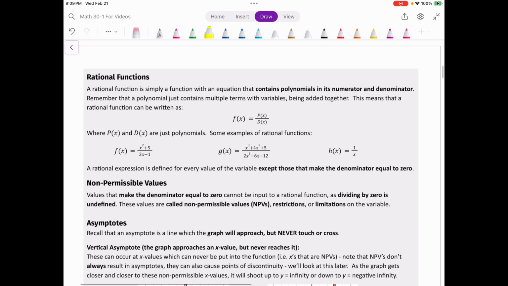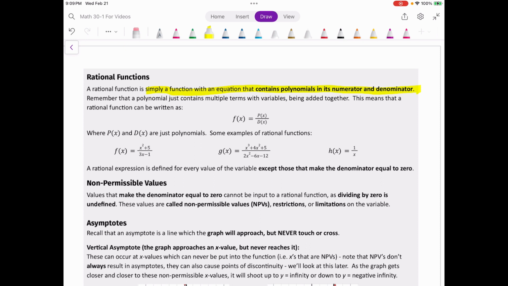Okay, so a rational function, all it is, is a function with an equation that contains polynomials in its numerator and its denominator. So at the end of the day, a rational function, the key word there is ratio. It's a ratio. It's a fraction. It's just a special type of fraction that has a polynomial in the numerator and a polynomial in the denominator, like we can see there or there.